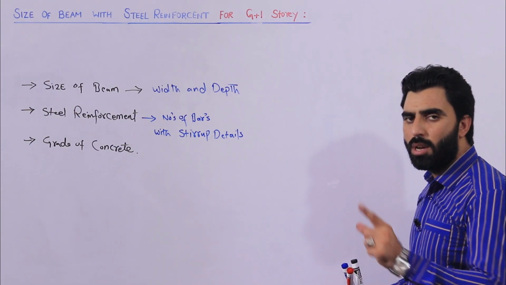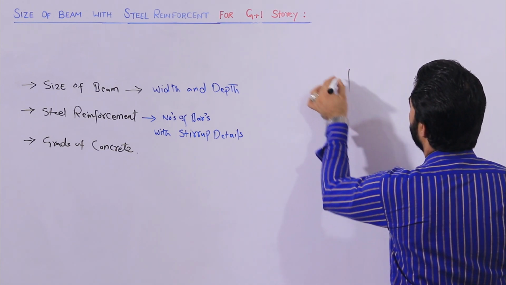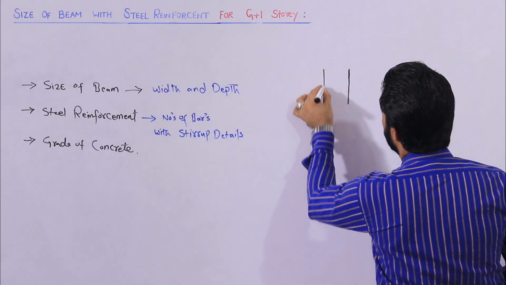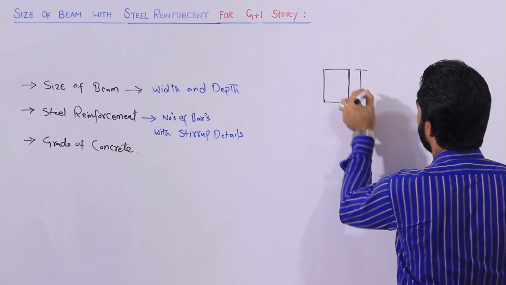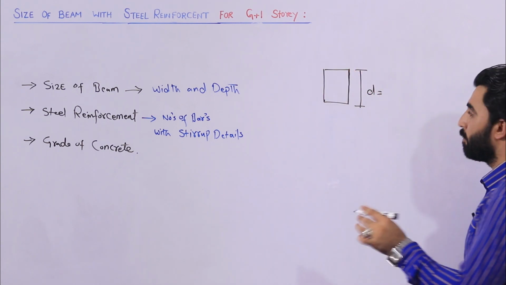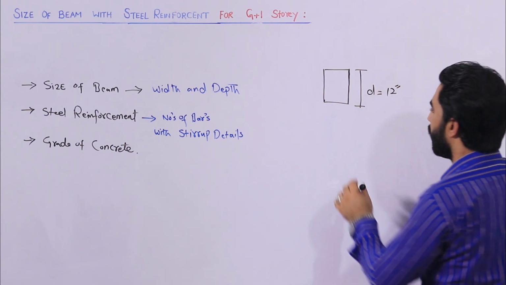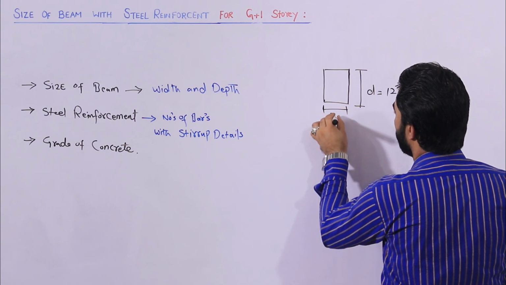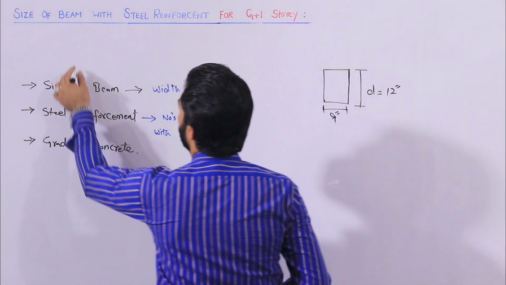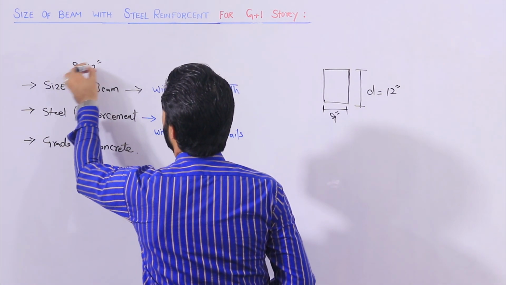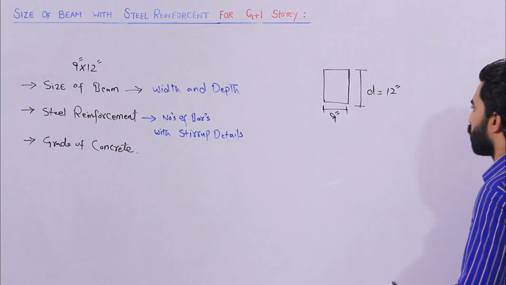So what is G plus 1 story? It means ground floor plus 1 story. It means 2 floors. The size of the beam should not be less than, this is plinth beam. As you can see, this is its depth. The depth of the beam should not be less than 12 inches for G plus 1 story, and the width should not be less than 9 inches. So the size of beam should be 9 by 12 inches. You can keep this size of plinth beam for G plus 1 story.